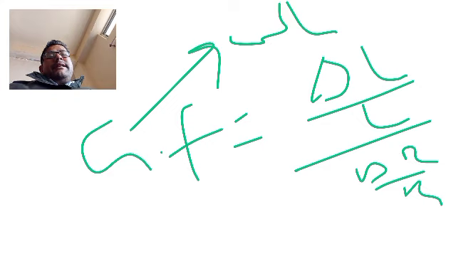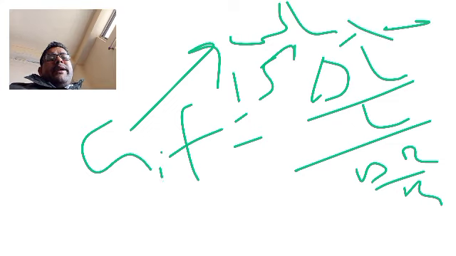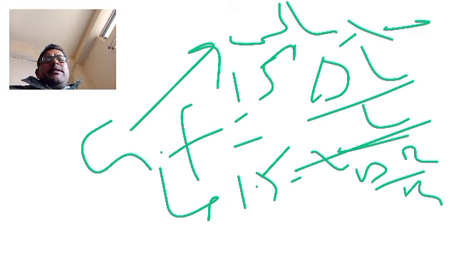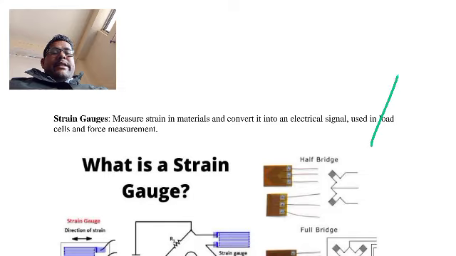For semiconductor it ranges approximately from 150 to 200. For metal it is around 2. So it can be different for different materials. In this way we can measure the strain gauge.